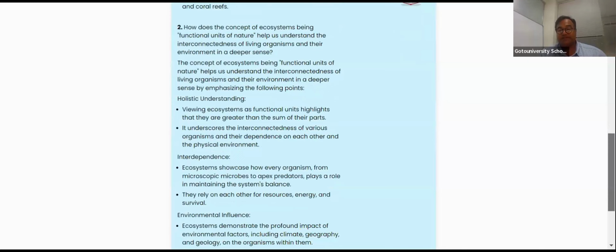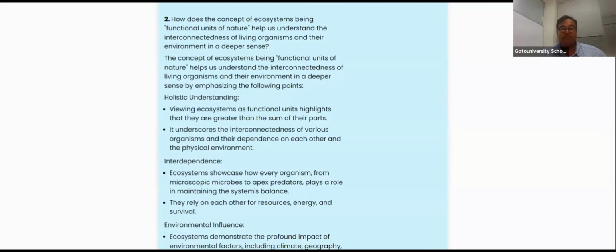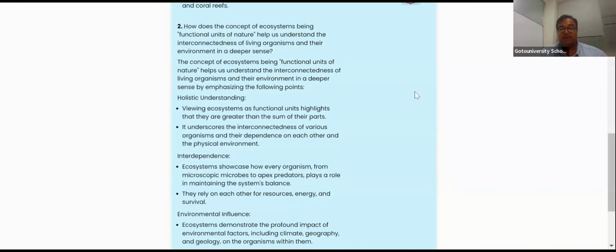So now we are coming to the next question, the worked example. How does the concept of ecosystem being a functional unit of nature help us understand the interconnectedness of the living organisms and their environment in a deeper sense? So what we need to understand basically is that the functional unit of nature helps us to understand the interconnectedness of the living organisms and the environment with the following points.